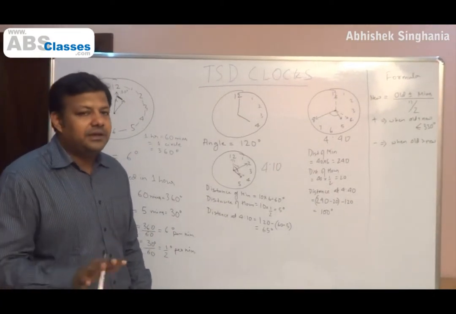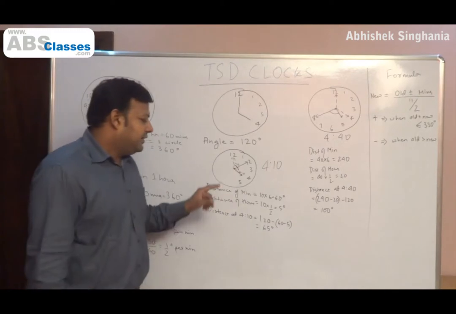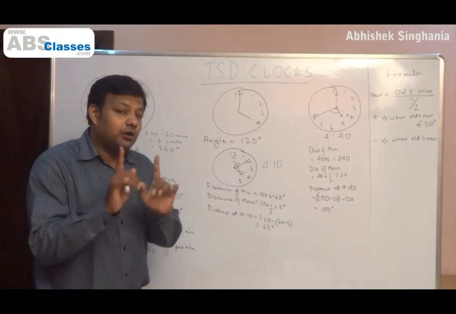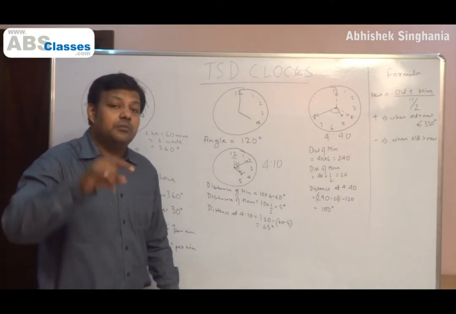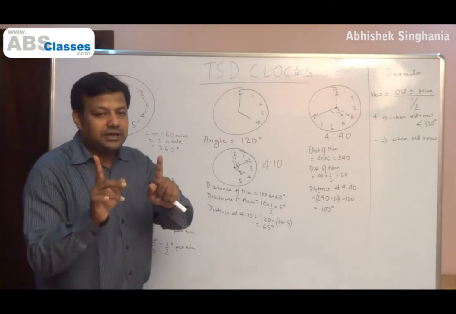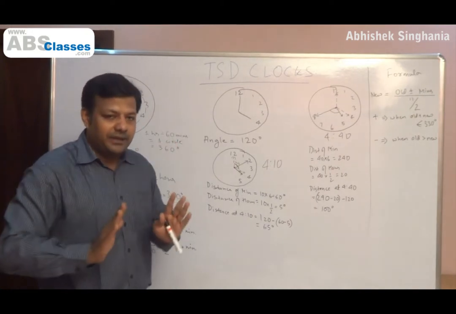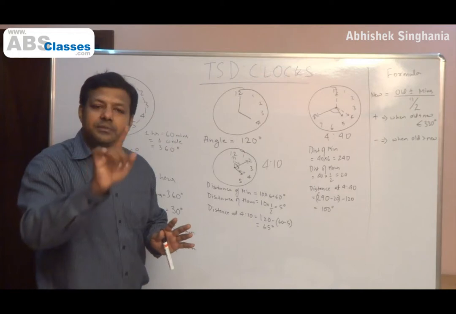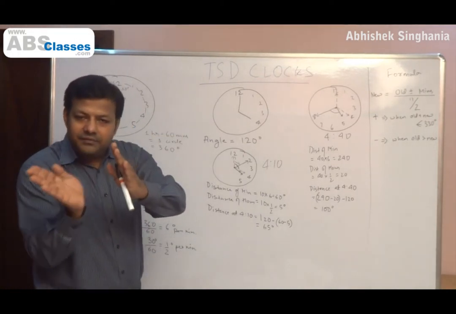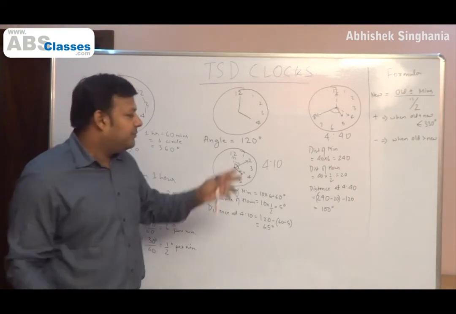So let's understand what we have done here. When we are asked questions about say 4:10, our starting point is 4 o'clock. Always remember, say 6:55, the starting point will be 6 o'clock. 7:33, the starting point is 7 o'clock. So our starting point is always the previous hour time. We find the distance at the previous hour time, then we find the distance covered by the minute hand, and then the distance covered by the hour hand, and therefore by logic you can find it.